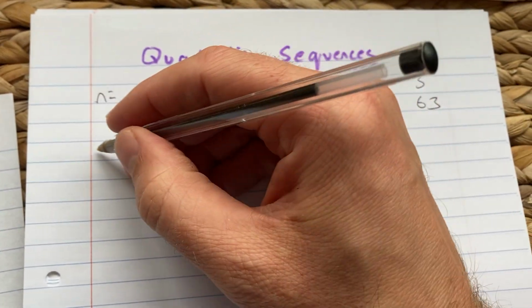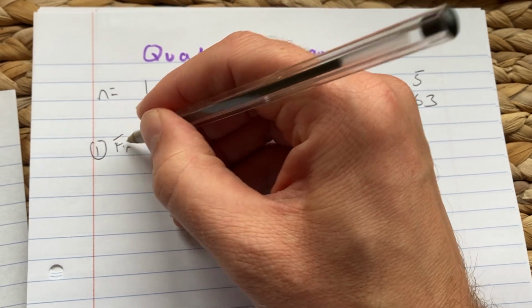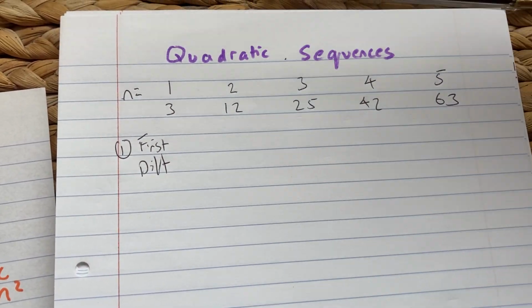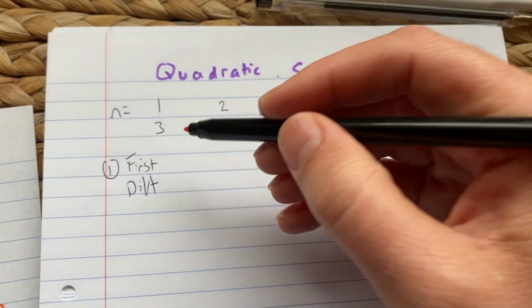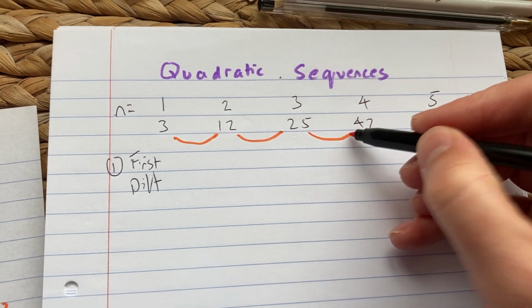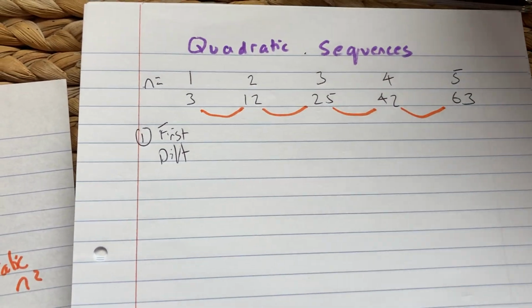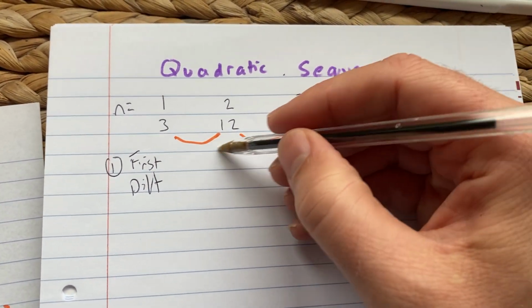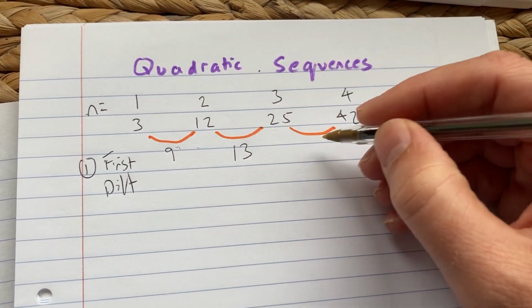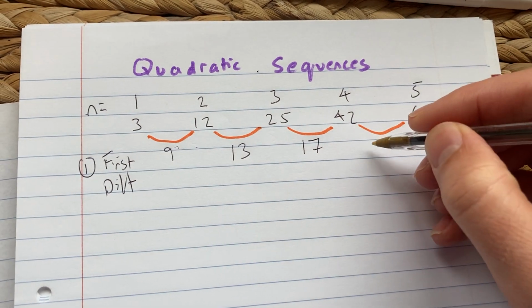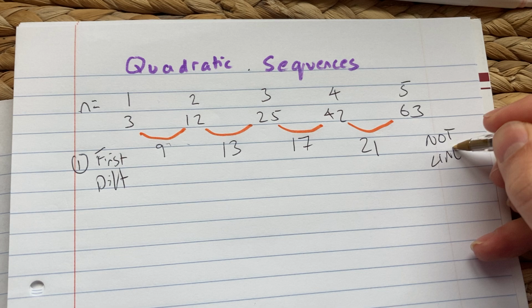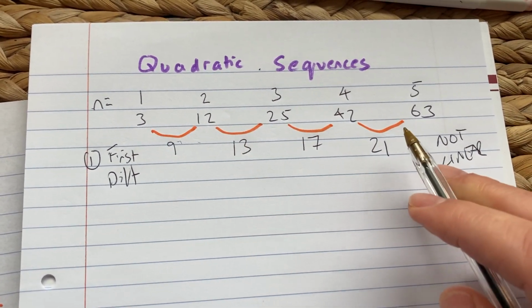So the first thing we do is we find what's called the first difference, meaning we subtract term by term or see what's between them. So 3 to 12, 12 to 25, 25 to 42, 42 to 63. And we can see that that is 9, 13, 17 and 21. So we know it is not linear because they are not the same.